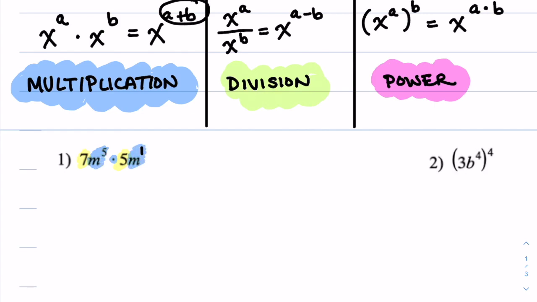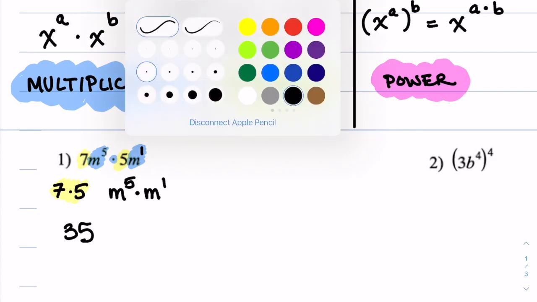So the reason I split these up is because I want you to treat the numbers in their own way, and then I want you to treat the powers in their own way. And I think that's going to help because now you can easily do 7 times 5, so you'll get 35. And then this is where you will apply the property.